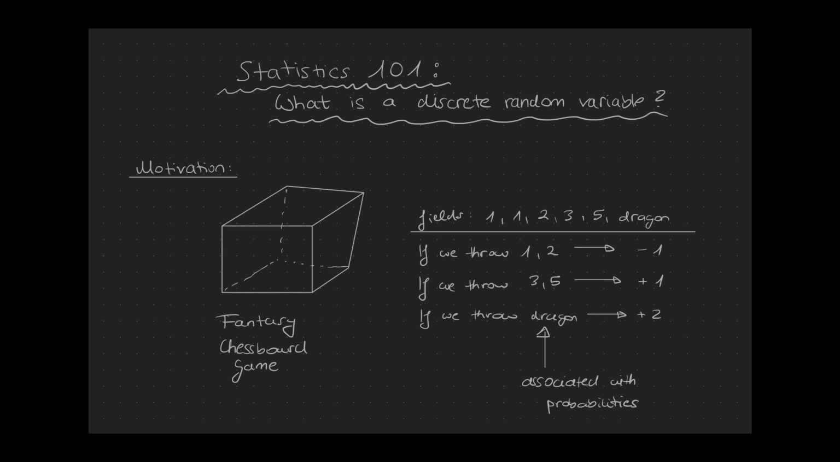In this episode, I want to talk with you about discrete random variables. Let's start. Usually, people have a hard time understanding random variables, but let's try to break it down.